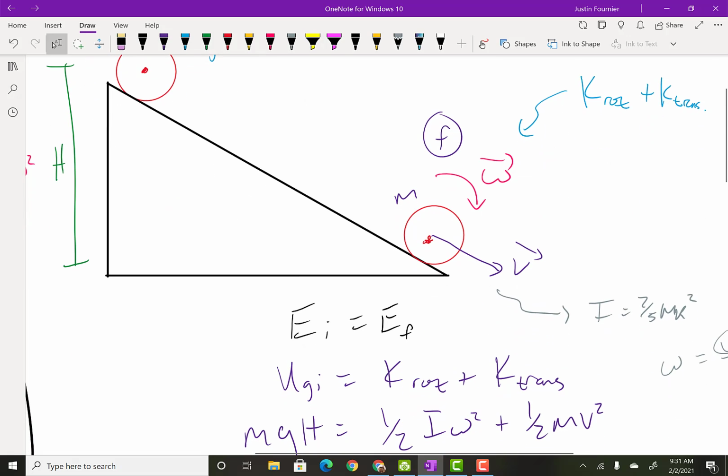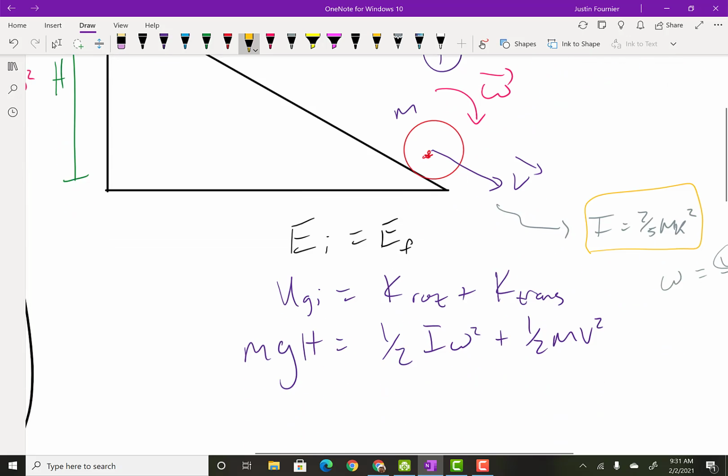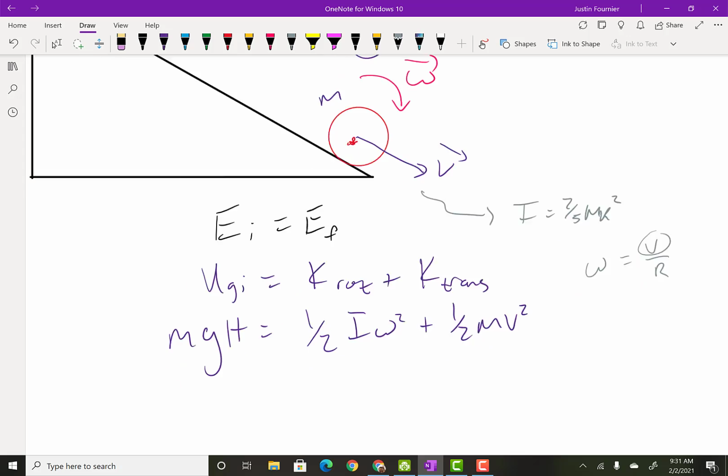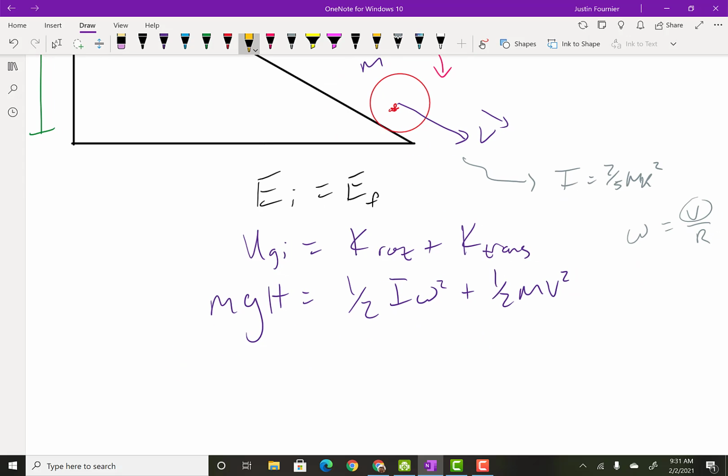And you can see that right here. The moment of inertia for a sphere is 2/5 mr squared. You can look that up. And then omega equals v over r. So these are the equations we're going to use. As I did in class, the energies are conserved. Potential energy gets converted into rotational and translational kinetic energy.